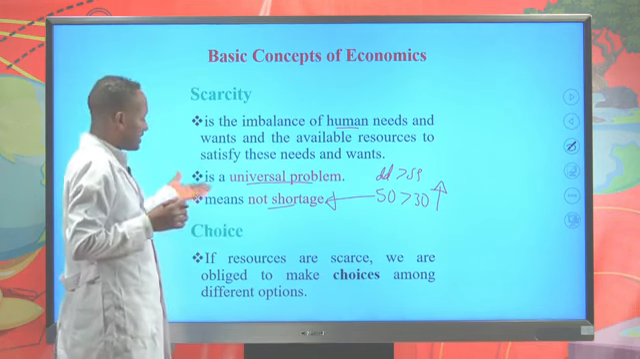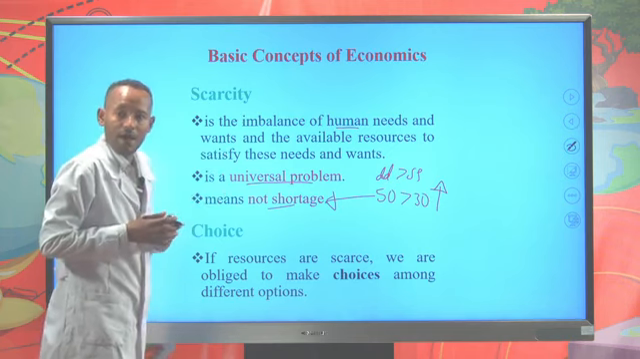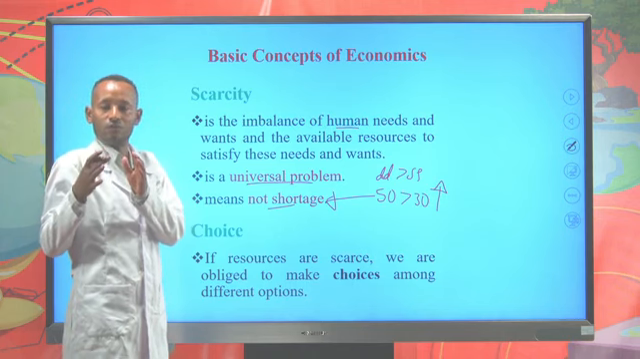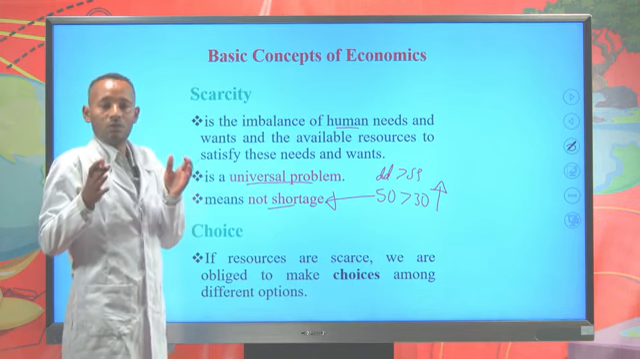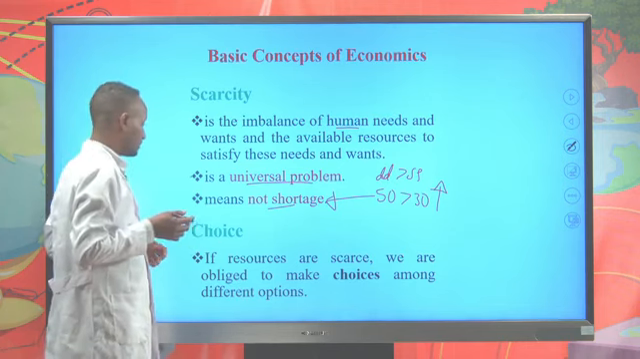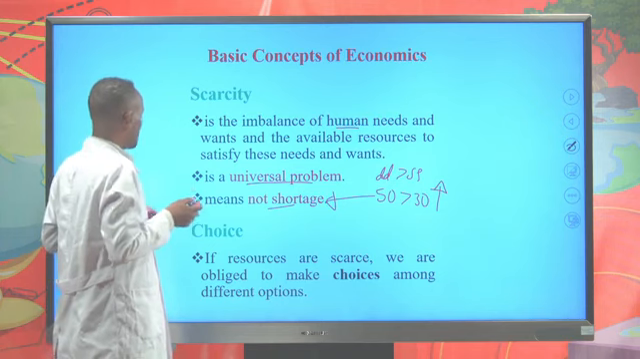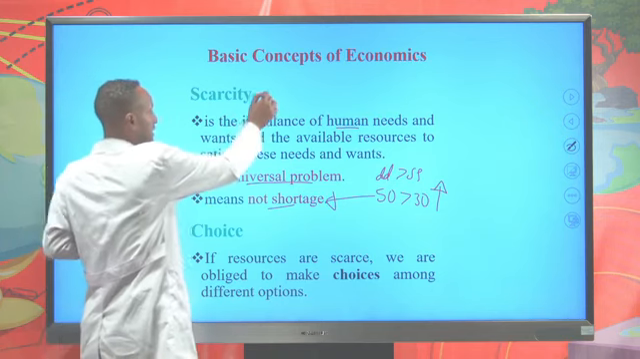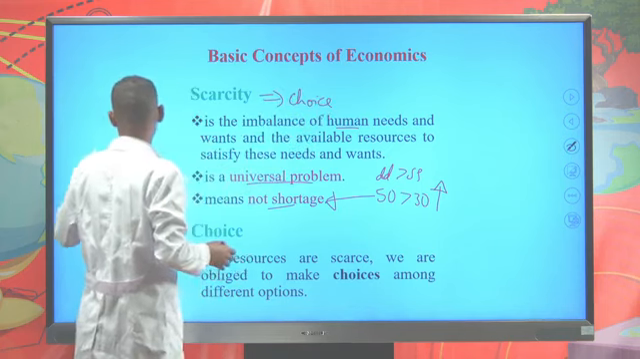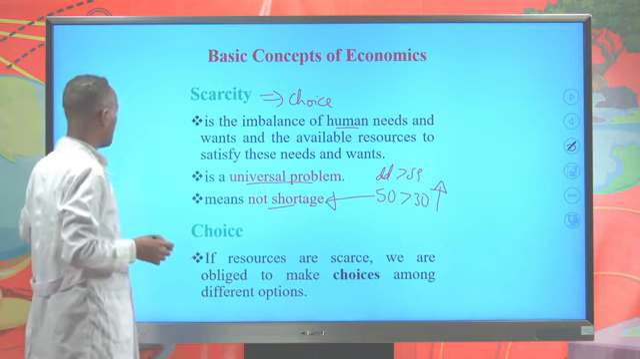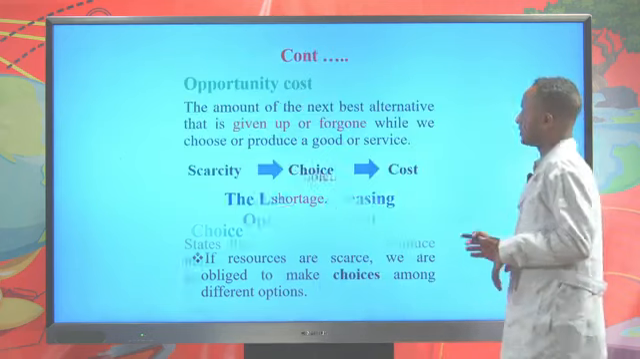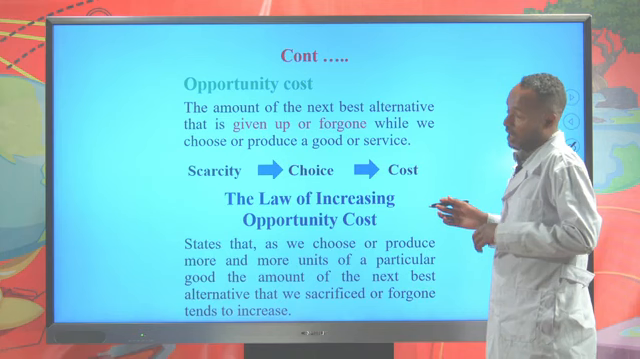If resources are limited, we are obliged to make choices among different alternatives. Since we cannot fulfill all our needs and wants, we are expected to make choices among the alternatives. And so from this we can conclude that scarcity implies choice. And if you are obliged to make choices, you are going to incur some costs. This cost is the opportunity cost.